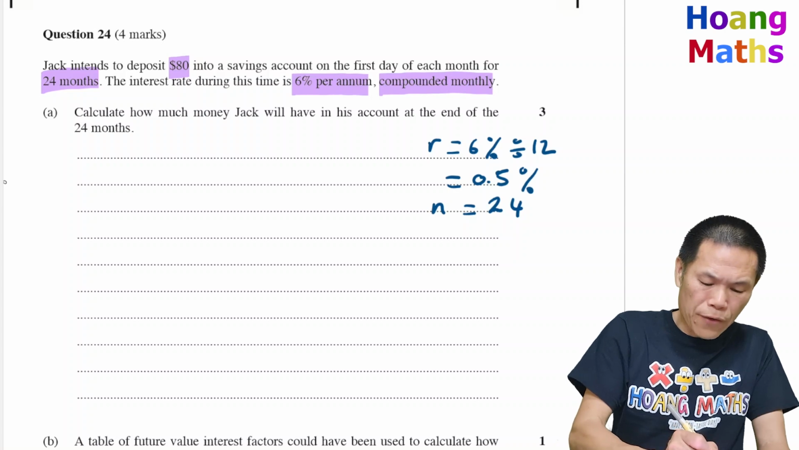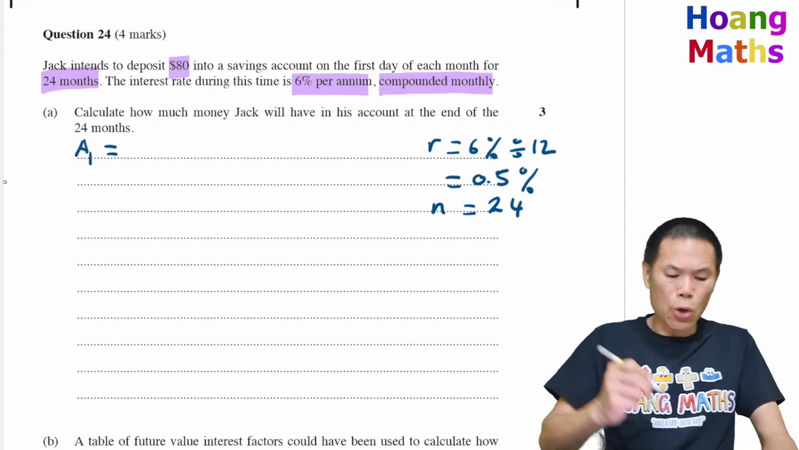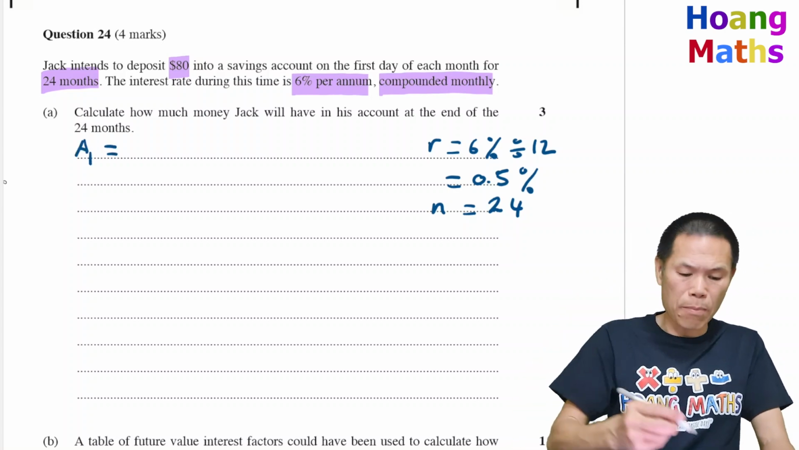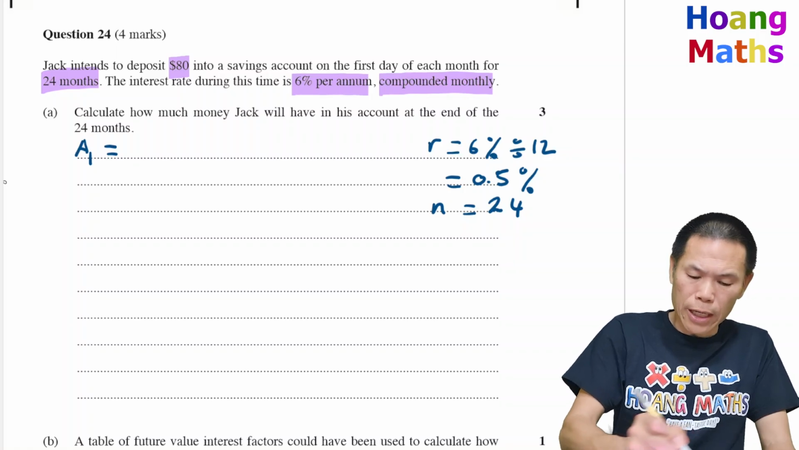So we know that the first amount, A1, because Jack deposits at the beginning of the month, so at the end, he'll get interest.